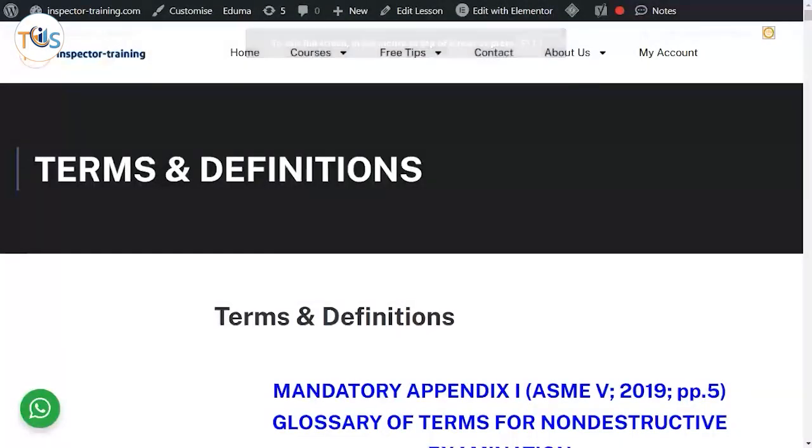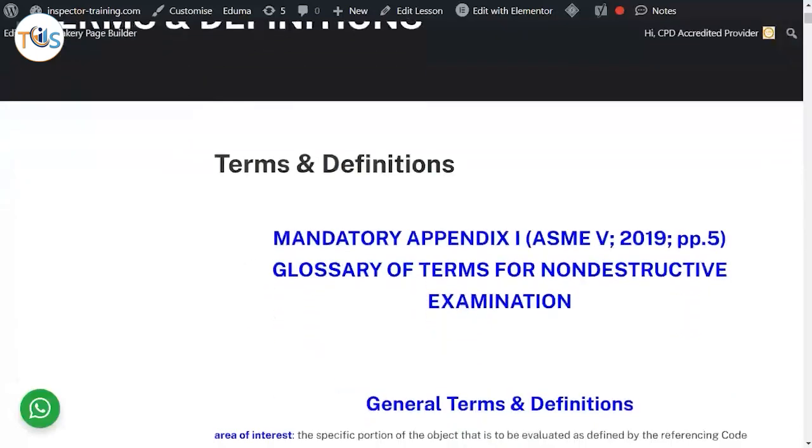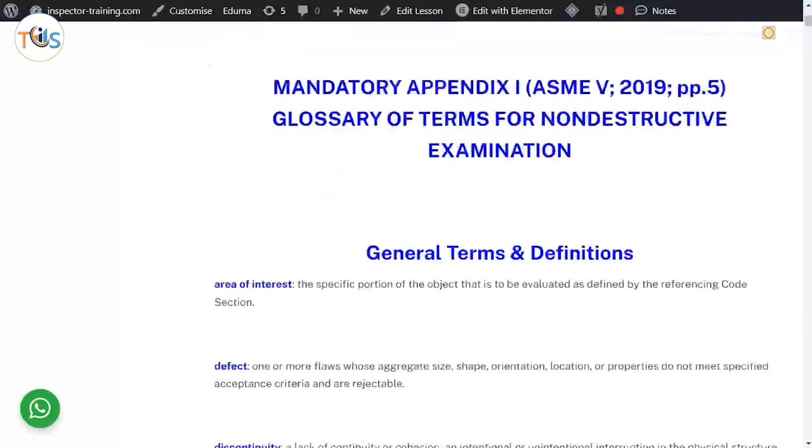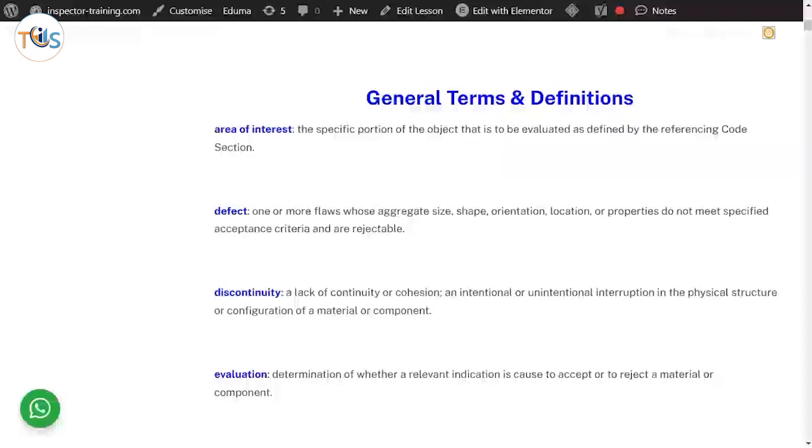Terms and definitions. First, we go through the general terms and definitions as per ASME Section 5, 2019. The area of interest is a specific portion of an object that is to be evaluated. So practically, the area of interest is what you are checking from that component or the actual component.